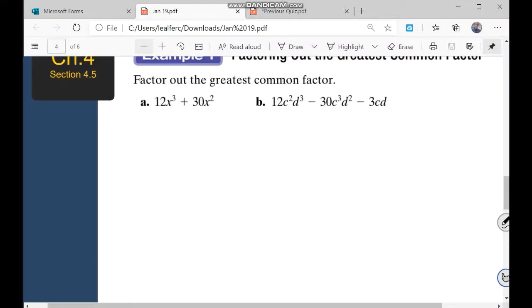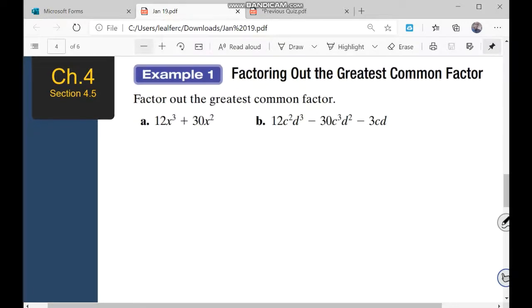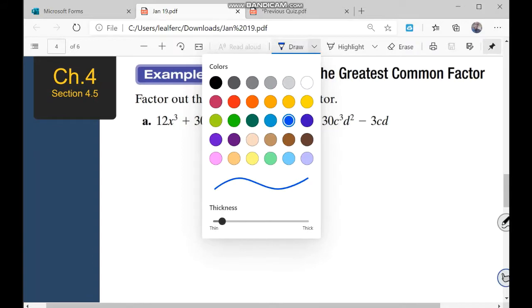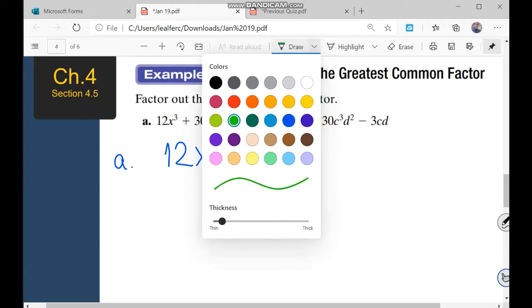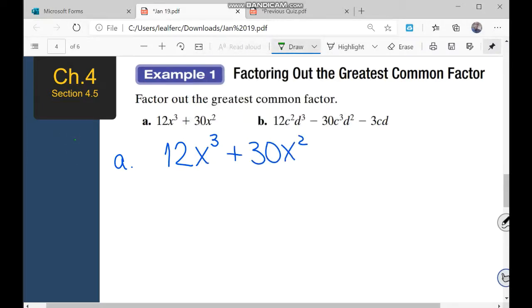Let's work on letter A. 12x cubed plus 30x squared. How do we factor out the greatest common factor? That's what the question is asking. And let's find out now.